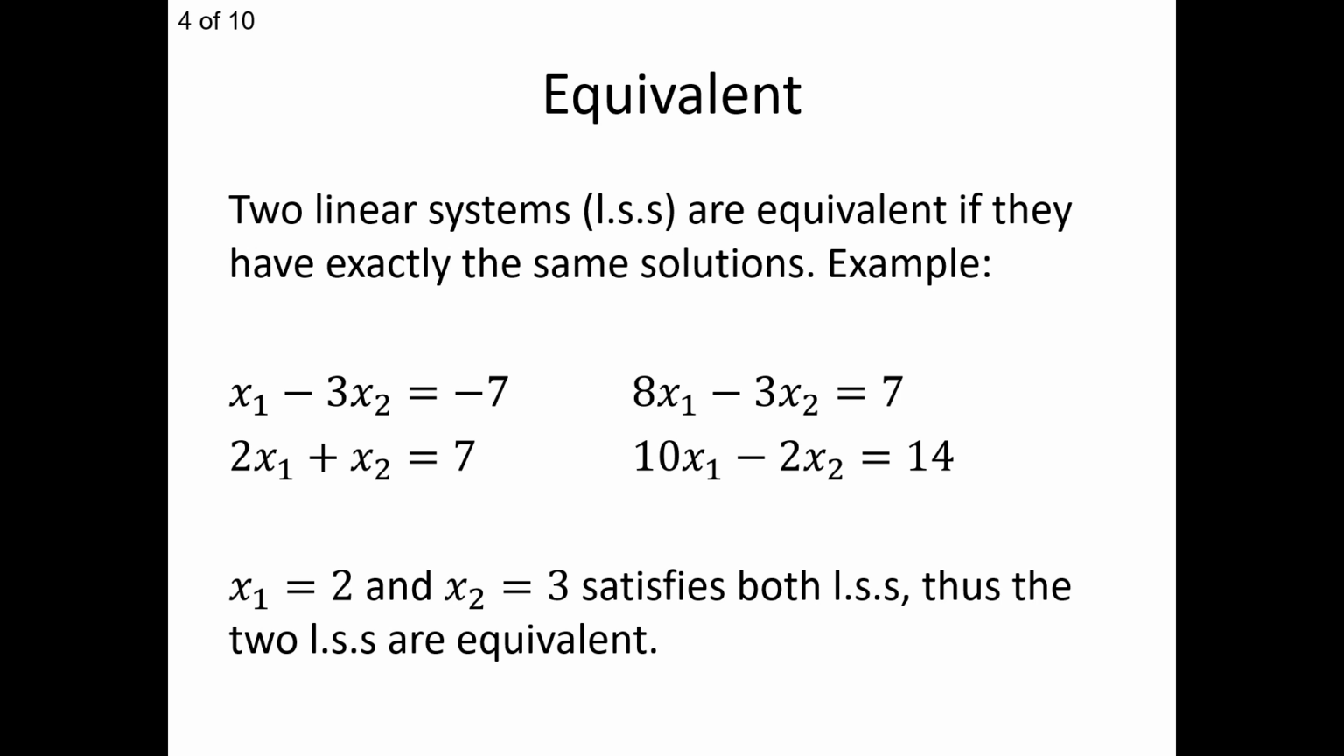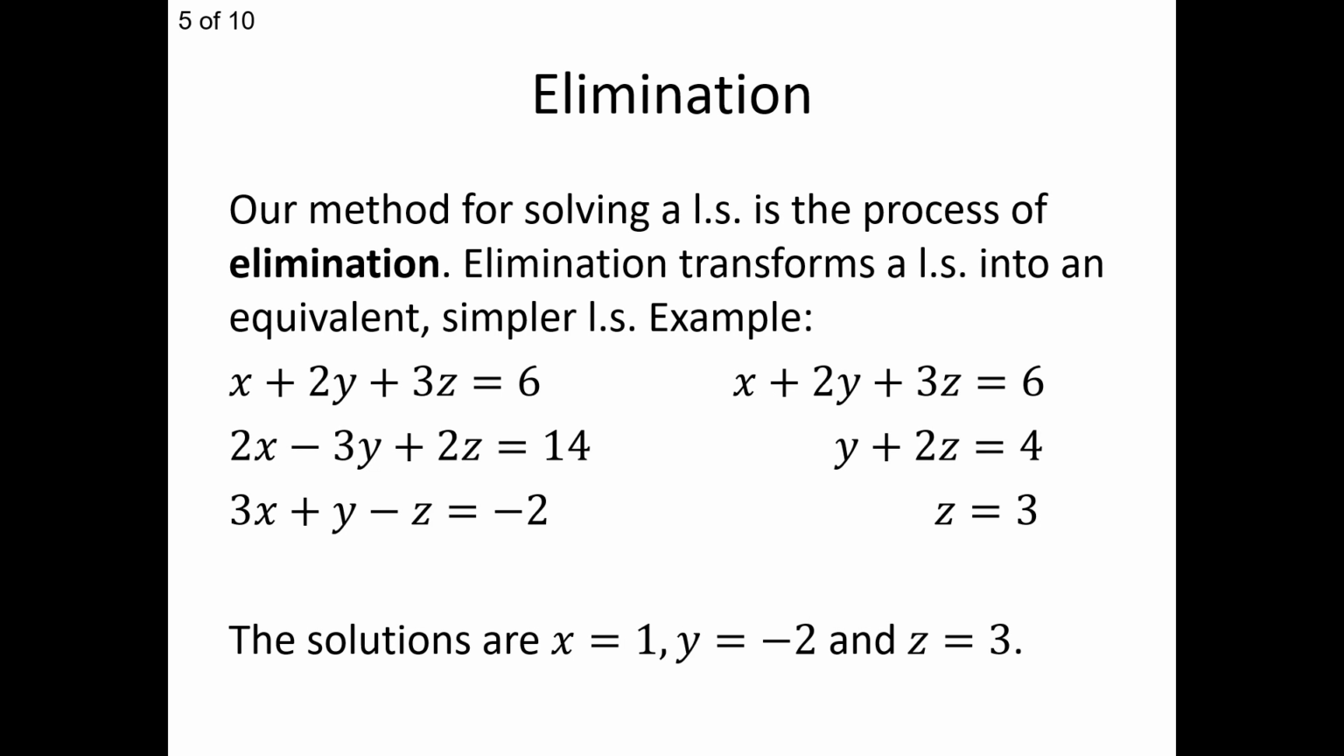What we're going to be learning in this first lesson is how to manipulate or transform a linear system into an equivalent, simpler linear system. That way we can solve linear systems more easily. We're going to do that through a process of elimination. Elimination is the method that transforms a linear system into an equivalent, simpler linear system. If you take a look down here, we have an example of a linear system on the left and one on the right. These two are equivalent linear systems.